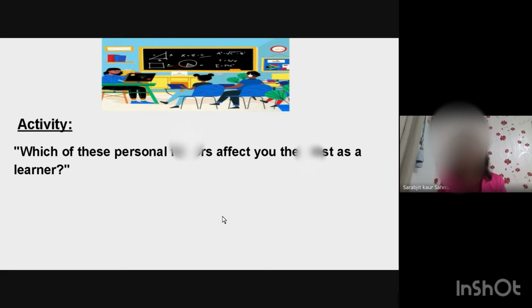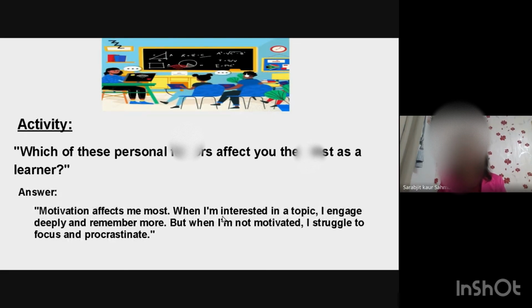Okay, right, it's correct. So as Manika told, motivation affects learning. Now, if the learner says motivation affects me most when I am interested in a topic, I engage deeply and remember more, but when I am not motivated, I struggle to focus and procrastinate. Procrastinate means postponing things. And Sudhansh, your answer was also correct. You need family support to get on. Now let us see the next factor which affects learning.